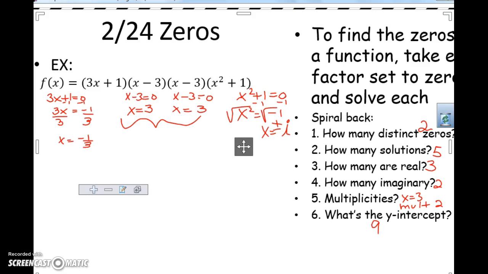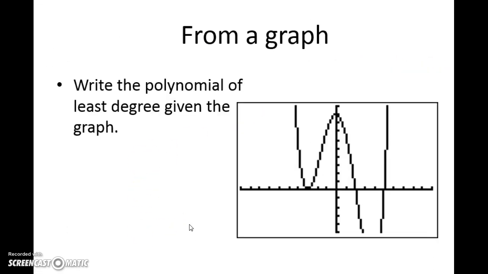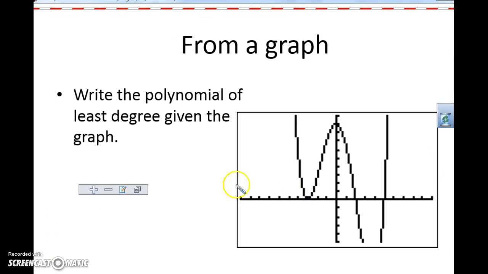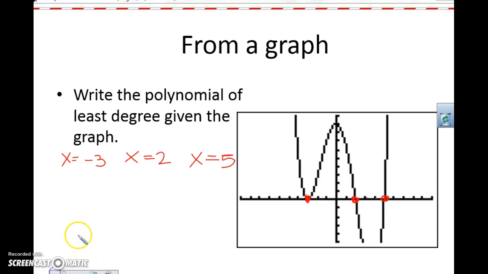All right, let's look at the next one here. What if we had a graph and we were asked, write the polynomial of least degree? We're going to write it in factor form. What do you think the answers would be? What does x equal on this graph? -3. -3 from right here. What's another one? 2 right here. And say 1, 2, 3, 4. 4. Yeah, it's 5. All right, so these are the answers or the zeros or the roots.